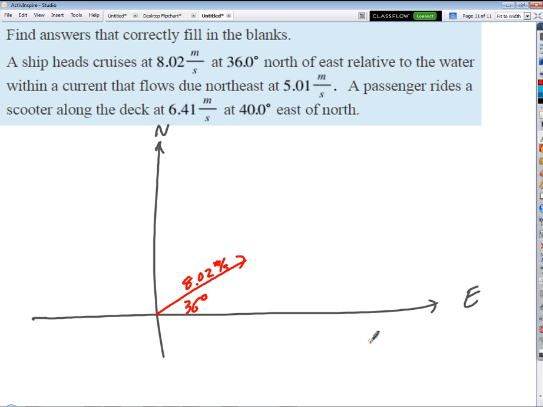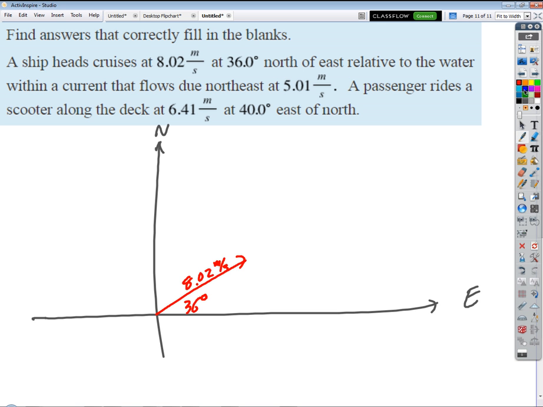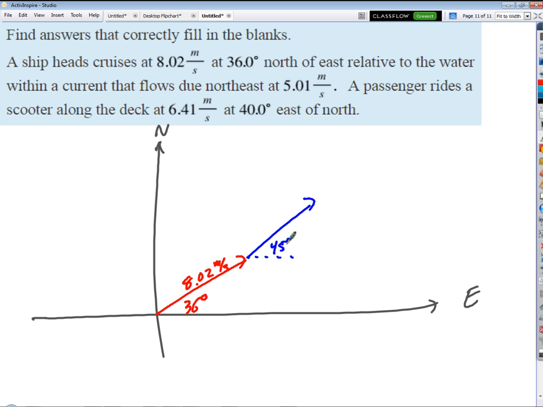Next one. Due northeast at 5.01 meters per second. Well, what does due northeast mean? 45. Okay, so this one's going to be kind of up like that, 45 degrees relative to the horizontal, right? Does that make sense? Why? Well, if the current's flowing due northeast, then we know that the current's flowing in that direction. Okay. Does that make sense? Right, right. Okay.